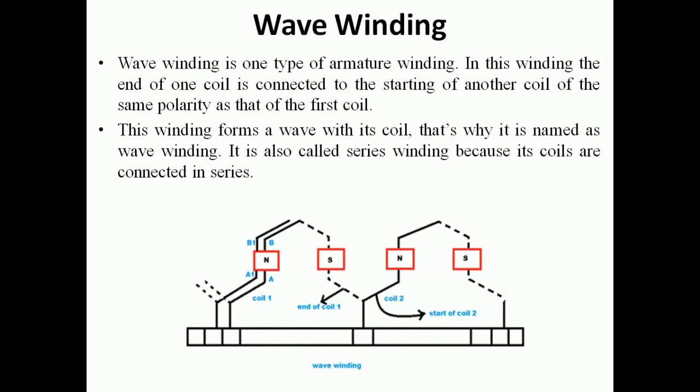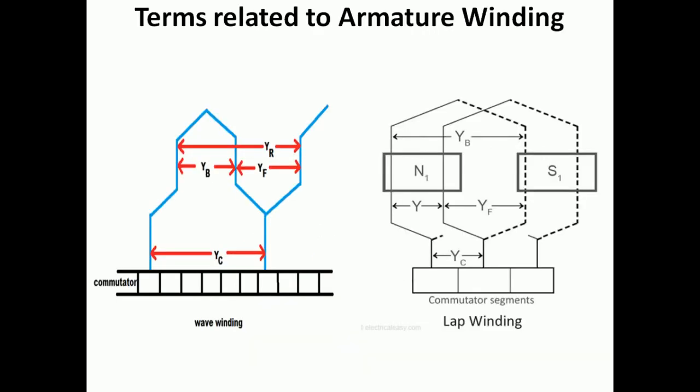In wave winding, the connection forms the shape of a wave. This is actually a series winding because all the coils here are connected in series. So whenever the distinguishing features between lap winding and wave winding are asked, the first distinguishing feature will be the diagram itself. You have to draw the lap winding diagram and the wave winding diagram. The second distinguishing feature will be the definition of lap winding and wave winding.